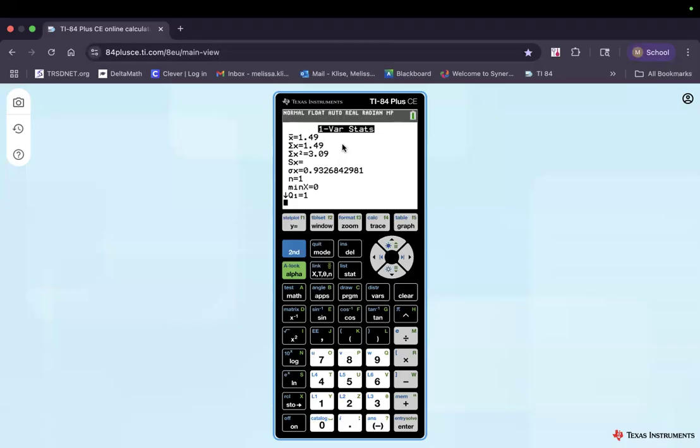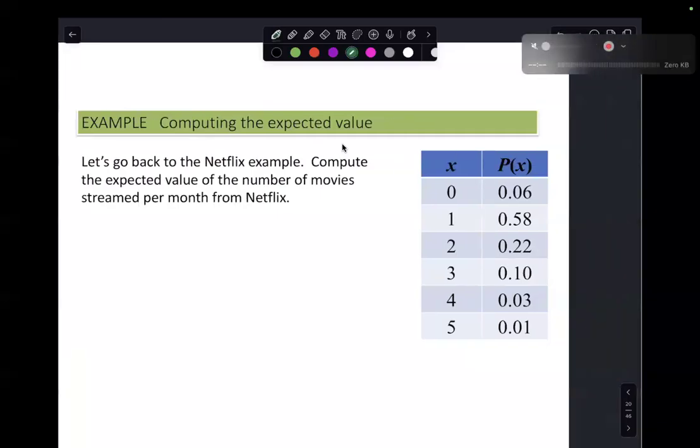Okay. And you absolutely can just do this with your homework. You don't have to do it by hand. Absolutely use your calculator. This is why we have it. Why not use the tools that we have? Okay, I'm popping back over.